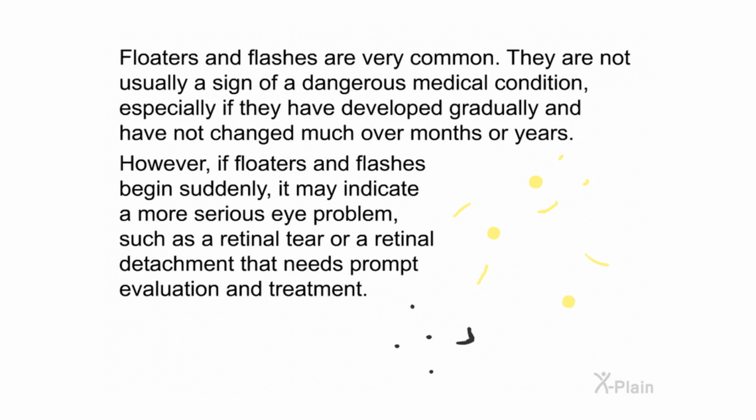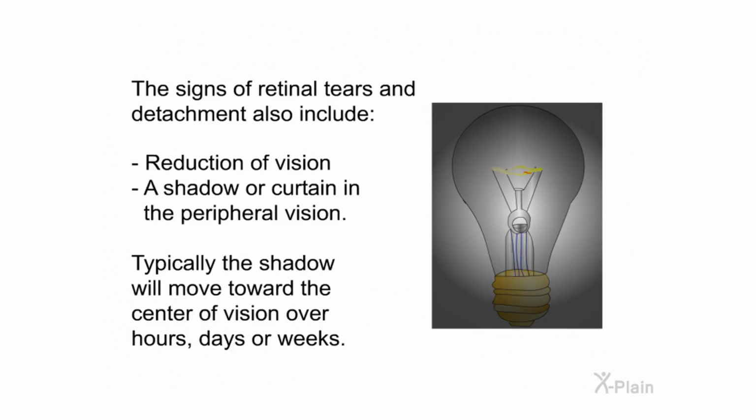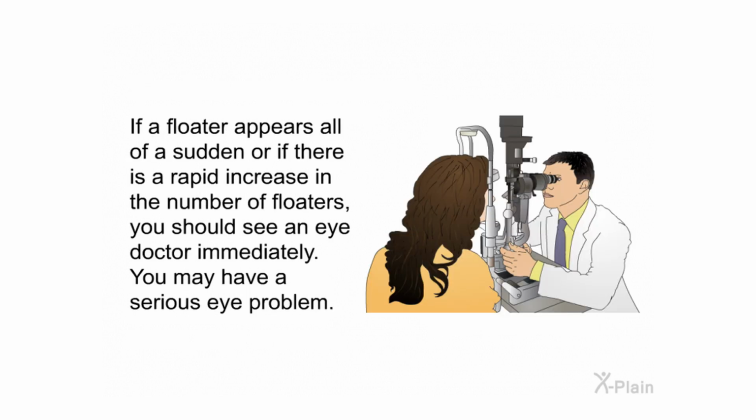However, if floaters and flashes begin suddenly, it may indicate a more serious eye problem, such as a retinal tear or a retinal detachment that needs prompt evaluation and treatment. The signs of retinal tears and detachment also include reduction of vision, a shadow or curtain in the peripheral vision. Typically, the shadow will move toward the center of vision over hours, days, or weeks. If a floater appears all of a sudden, or if there is a rapid increase in the number of floaters, you should see an eye doctor immediately. You may have a serious eye problem.